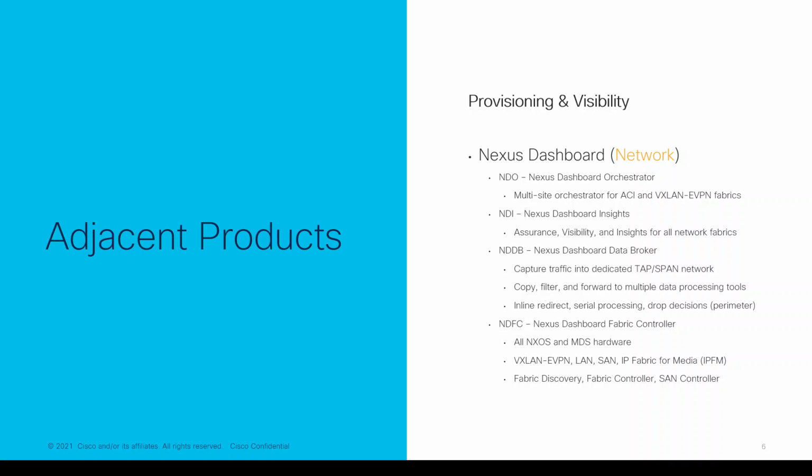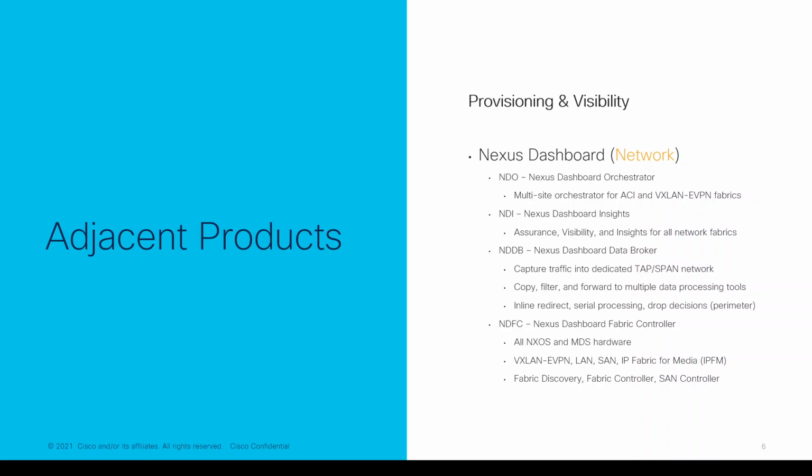So typically when you hear NDFC, the way my mind works is it jumps to thinking that it's a single product. But again, it has many capabilities across NXOS and MDS hardware, across LAN and SAN. Now, Fabric Controller has been divided up into Fabric Discovery, which doesn't really do any provisioning. It's about inventory and visibility. But the Fabric Controller does the inventory visibility as well as the provisioning. And then SAN Controller does visibility and provisioning for your SAN MDS-based hardware.